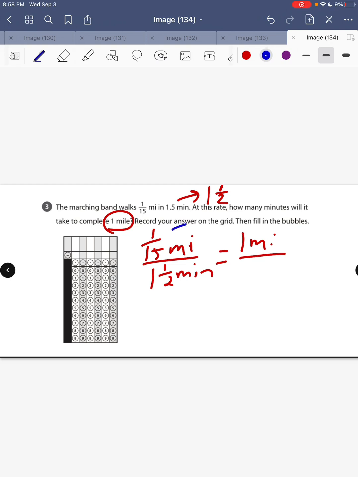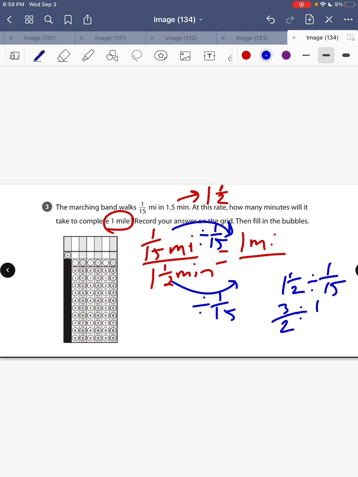So, what do you do from 1/15 to get to 1? Divide by 1/15. What you do to one part, you do to the other. Okay? So what we need to figure out is 1.5 divided by 1/15. Well, 1.5 is the same as 1 times 2 is 2, plus 1 would be 3/2 divided by 1/15. Okay, then we need to keep, change, and flip.